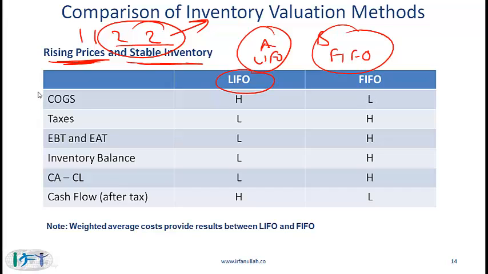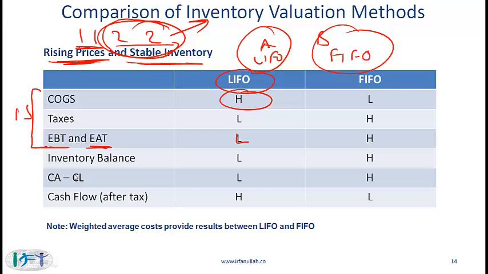These top three items are from the income statement. If COGS is high, that means that your expenses are high, which means that your profit before tax is low, and hence taxes will be low. Similarly, your earnings before tax and earnings after tax are going to be low because the cost is high. For FIFO, you are always going to have the opposite of LIFO. Inventory balance with LIFO is going to be low because remember, you are selling the 2 and you are left with 1, which gives you a lower inventory balance.